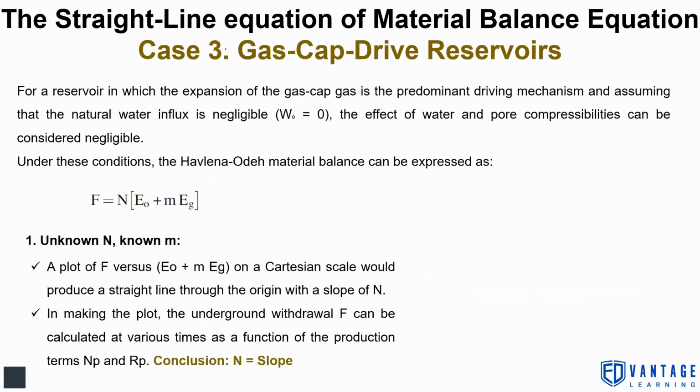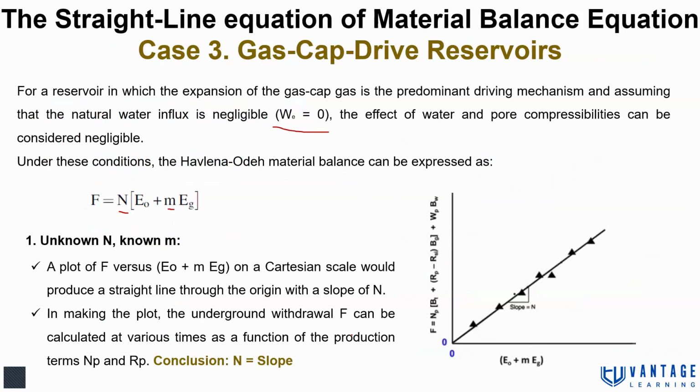Second case, or case 3, which is gas cap drive reservoirs. If we look at F is equal to N into EO plus MEG, for simplicity we neglect W, we make it 0. The effect of water and pore compressibilities can be considered negligible. So in this, N and M are unknown. So a plot of F versus EO plus MEG on a Cartesian scale would produce a straight line through its origin with a slope of N. F versus EO plus MEG will give me a slope of N.